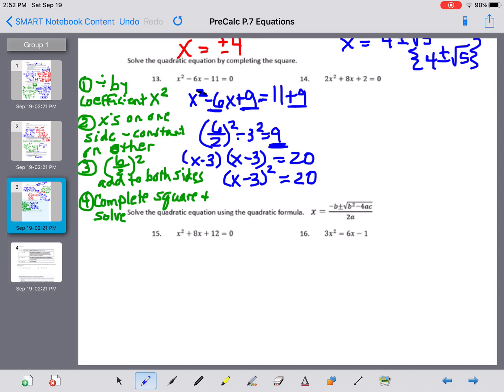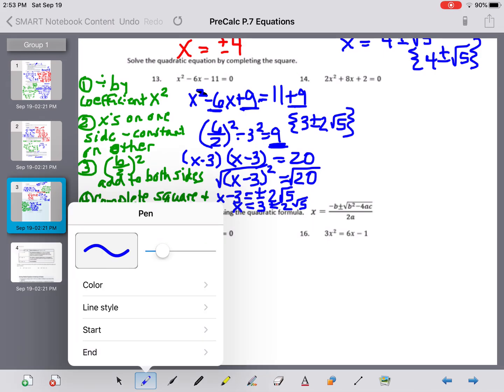Now it looks like number 12, and we can solve it with the square root method. So I can take the square root of both sides. I get x minus 3 equals plus or minus the square root of 20. If we can do this in our head, 20 is 4 times 5, so that's 2 square root of 5, to keep it in simplest terms. And now I want x by itself, so I'm going to add 3 to both sides, and I get 3 plus or minus 2 square root of 5. So those are my two solutions, because 3 plus 2 square root of 5 and 3 minus 2 square root of 5 are my two solutions here. All right.